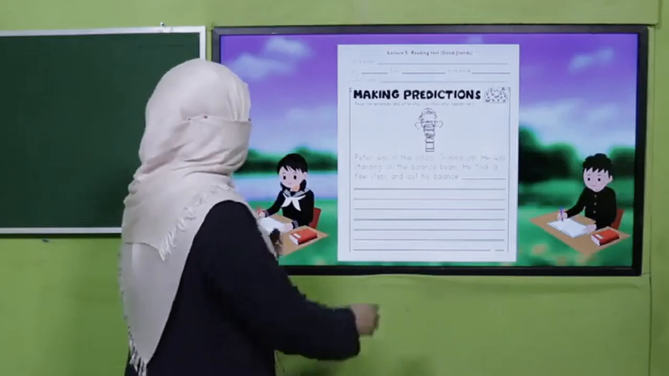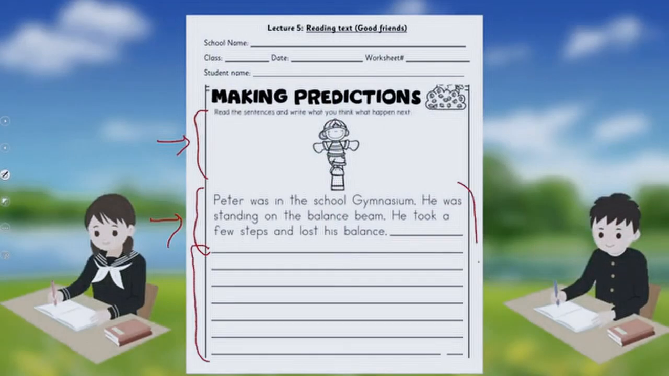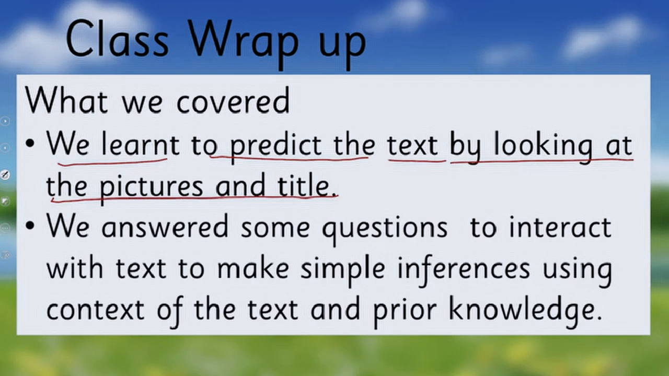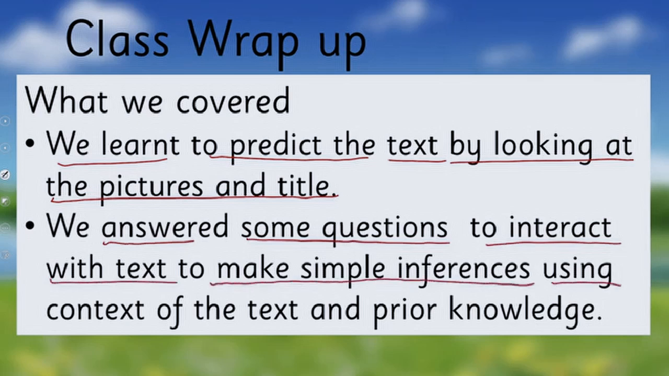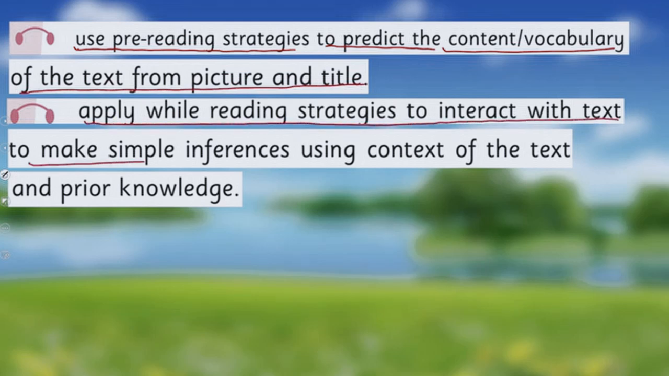And students, what you will do, there is a picture, there is text. You will look at the picture, you will read the text, and you will complete the story, what's going to happen next. So in this way, what we have learned today, we learned to predict the text by looking at the pictures and title, and we answered some questions to interact with the text to make simple inferences using context of the text and prior knowledge. So in this way, we achieved our today's SLOs. Those are to use pre-reading strategies to predict the content vocabulary of the text from picture and title, and apply while-reading strategies to interact with the text to make simple inferences using context of the text and prior knowledge.